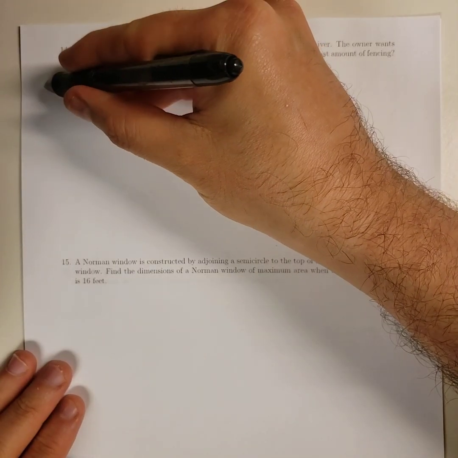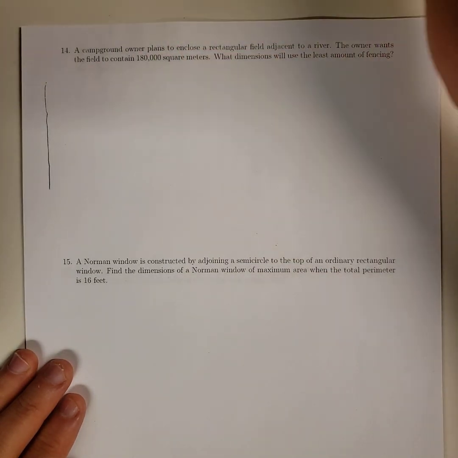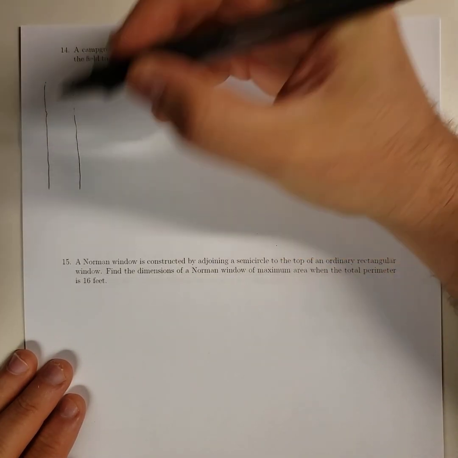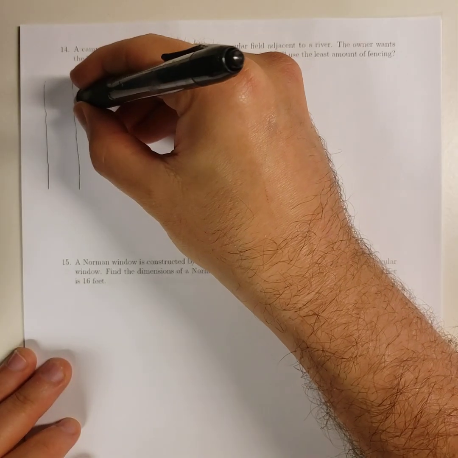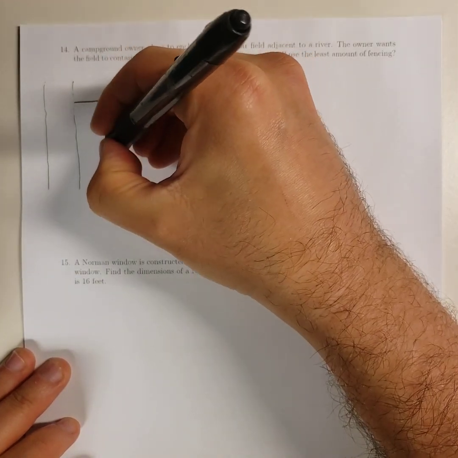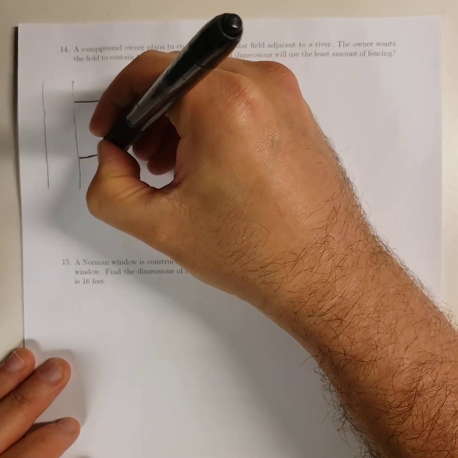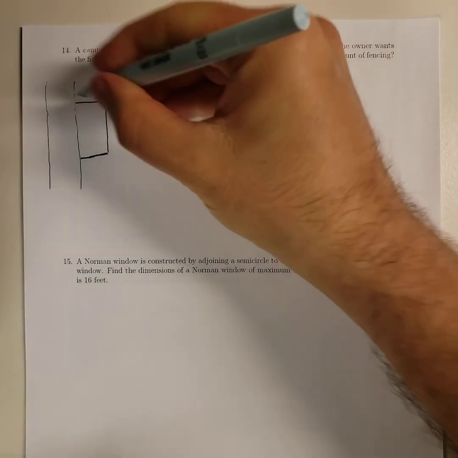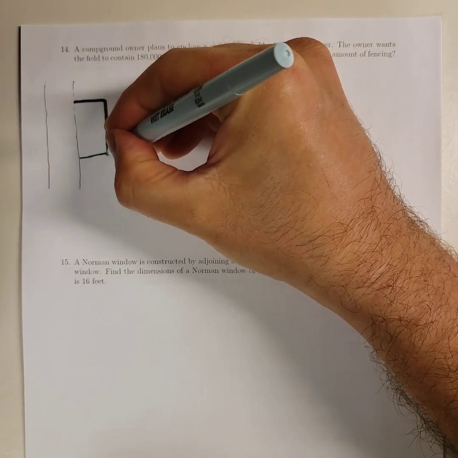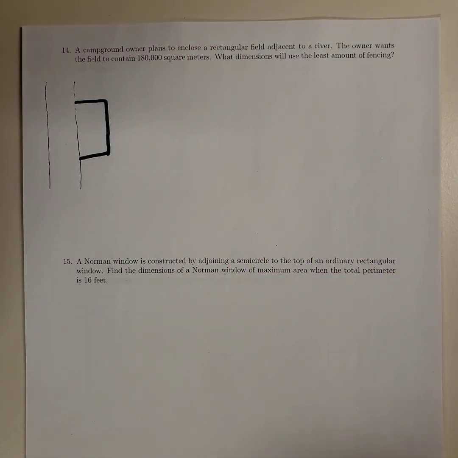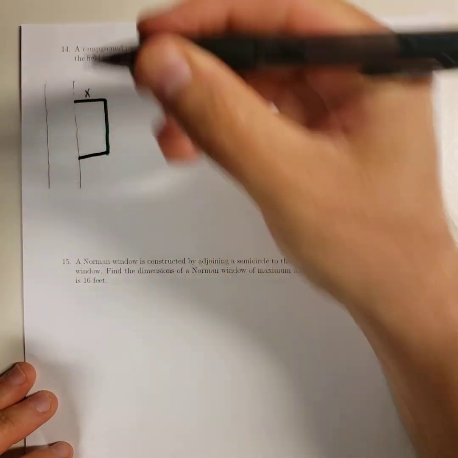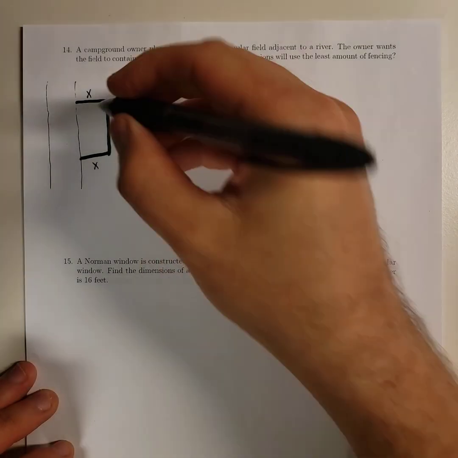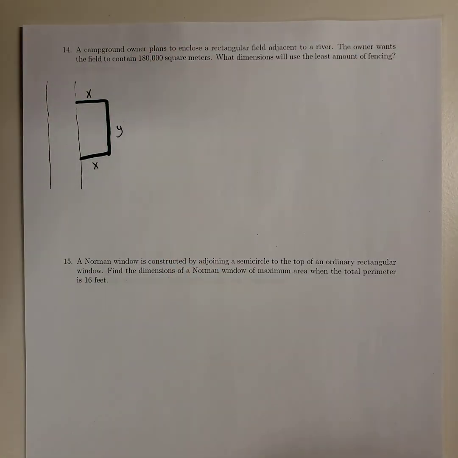So let's draw a picture of what's going on. So we have a river, and we want to construct a field adjacent to it. So using the river itself as one side of this rectangle. So this right here is the fencing. Maybe I'll do that in marker. So this right here is the actual fencing. So we could assign some variables. If we call this one x, then this would also have to be x because it's a rectangle. And then the only other variable here is the length, the y.